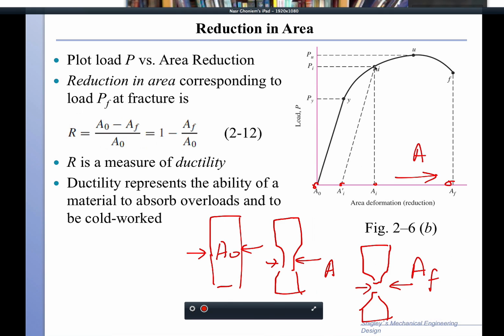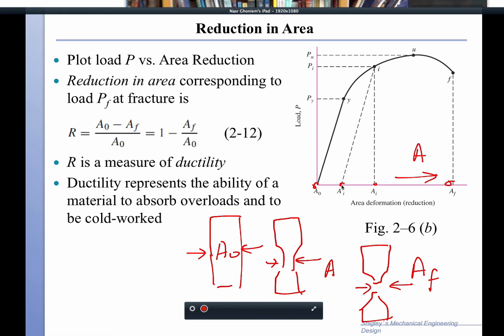And if we get to a load P sub I, any particular load P sub I, and then release the load, we will recover the elastic part of the deformation. So the area that is recovered is not A0, but it is a little bit smaller than A0. We're going to call it AI prime. And on the same scale, if you go vertically down, the corresponding area is called AI.